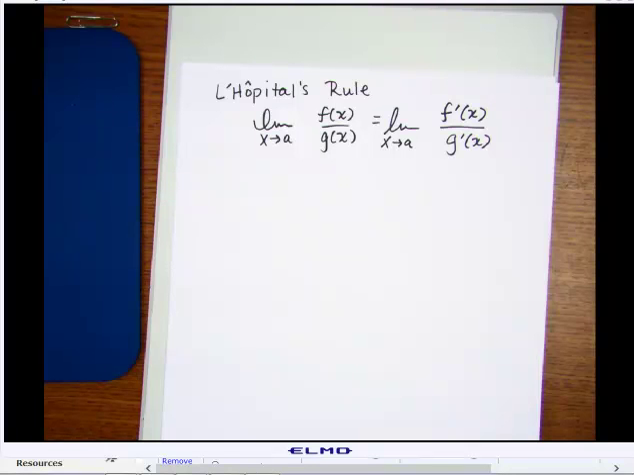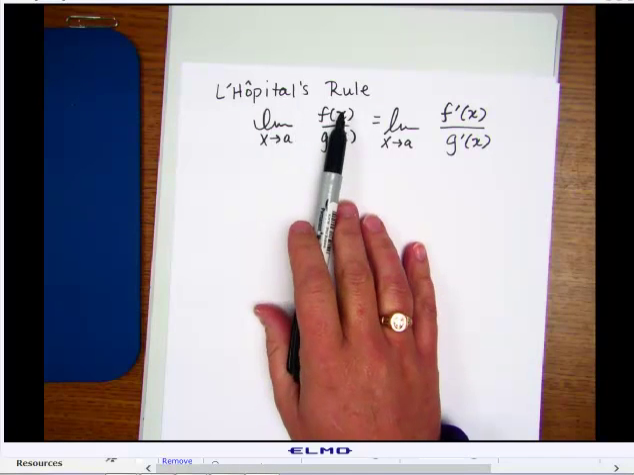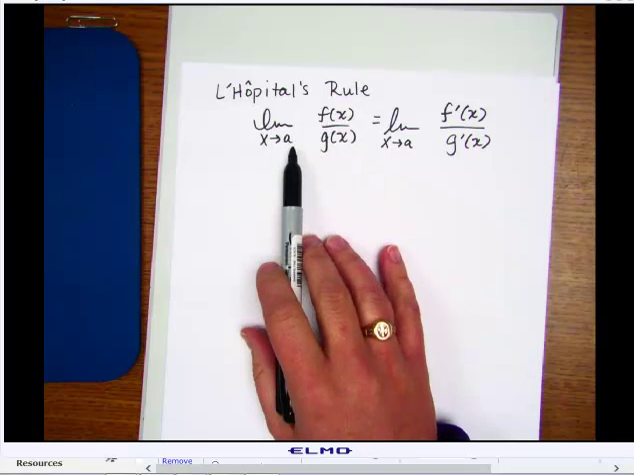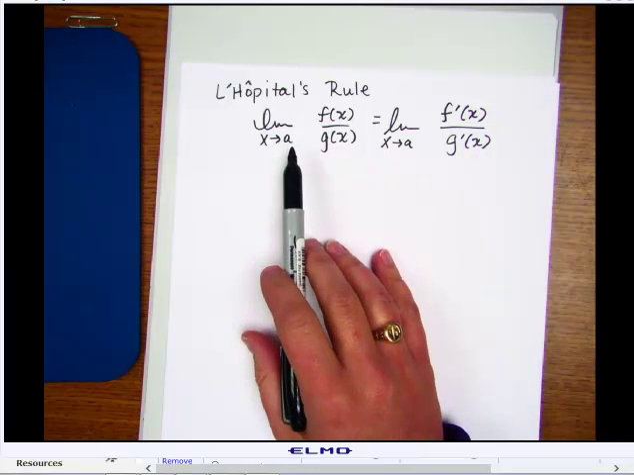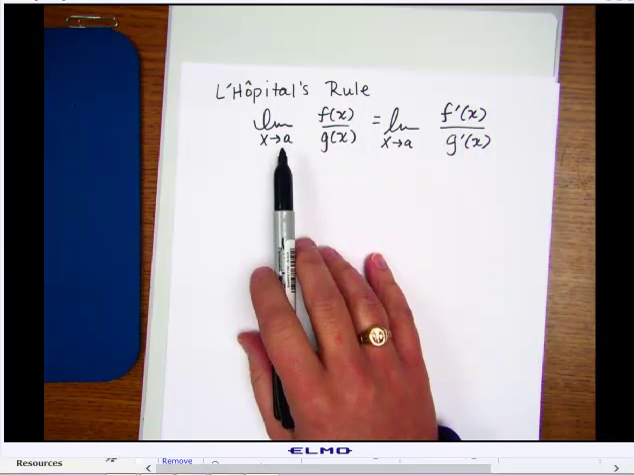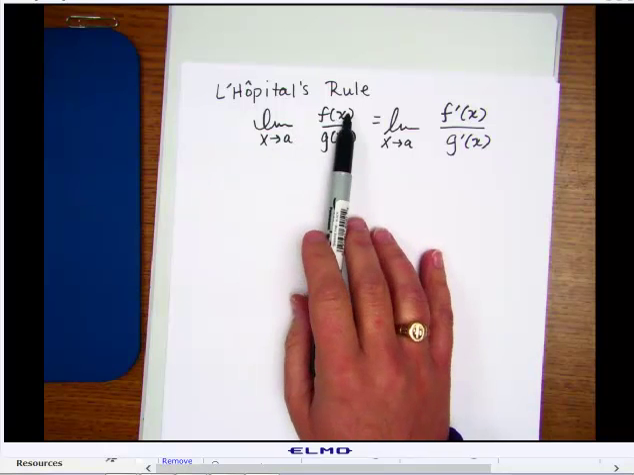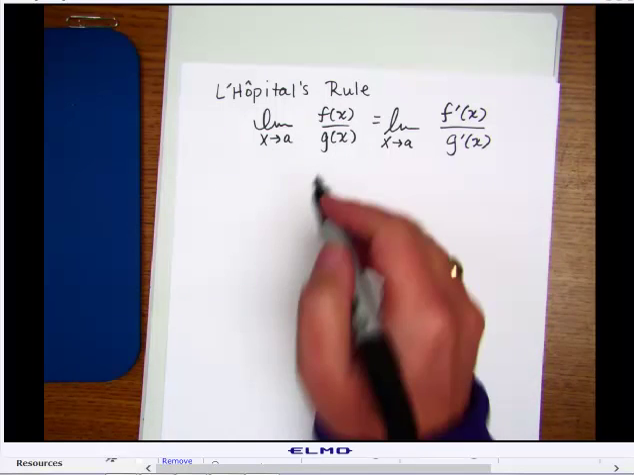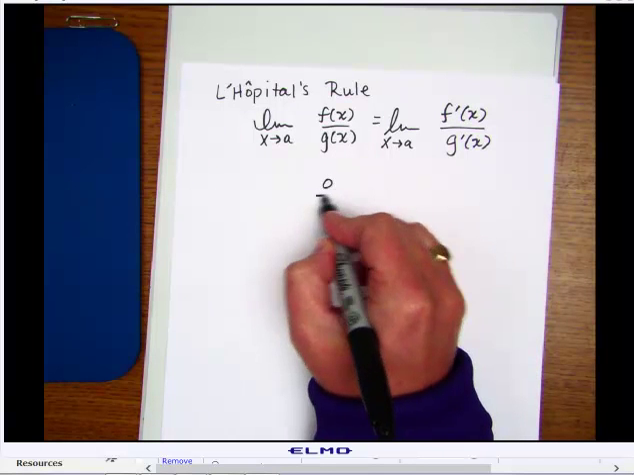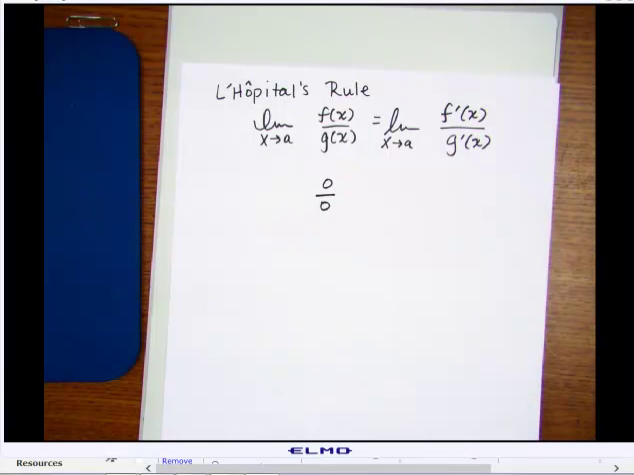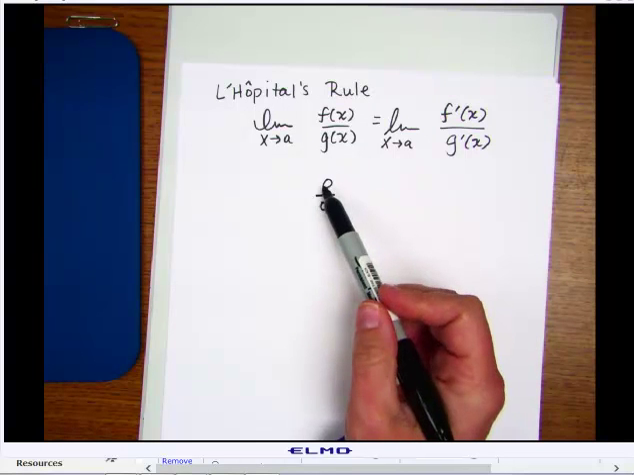Hi, in this video we're going to apply L'Hopital's rule to find the limit of a function when the indeterminate case is 0 over 0. So if we are trying to find the limit of a function as x goes to a, f of x over g of x, if it's the indeterminate form where we end up with 0 over 0, up until now we've kind of been stuck.